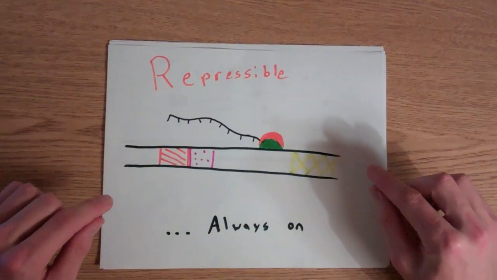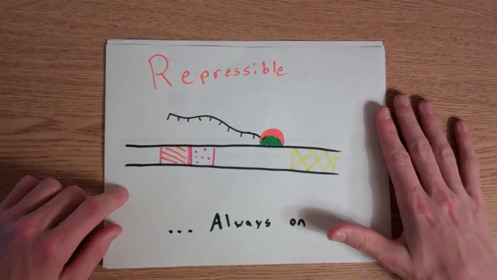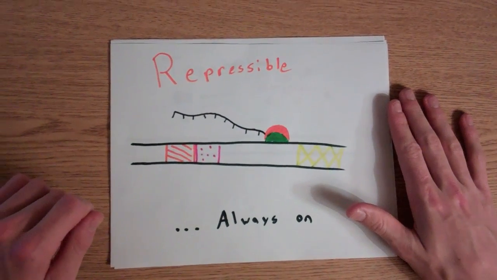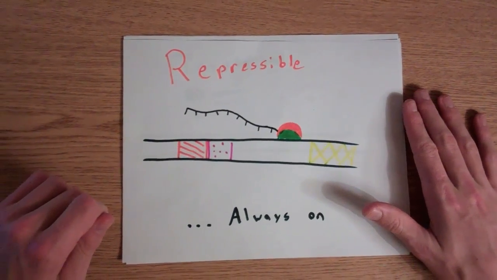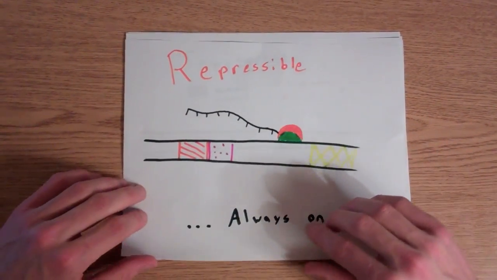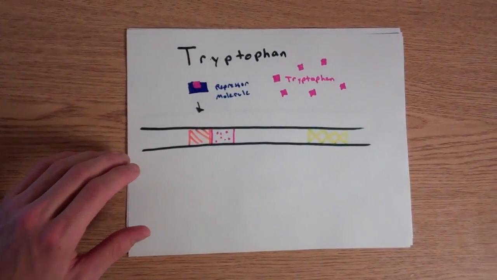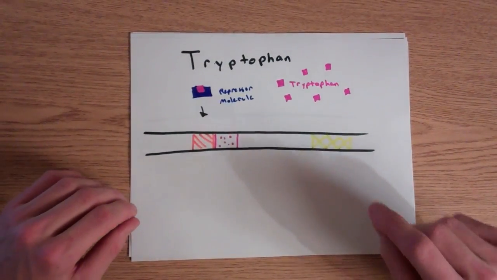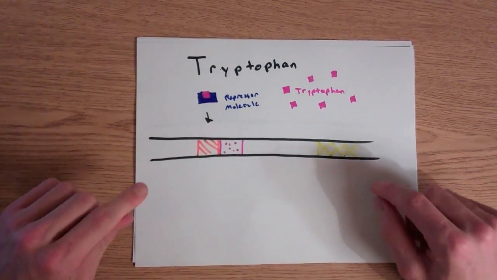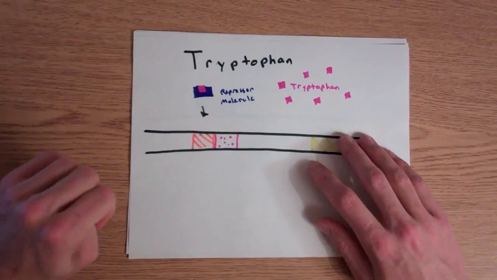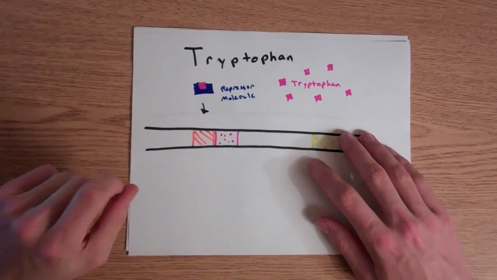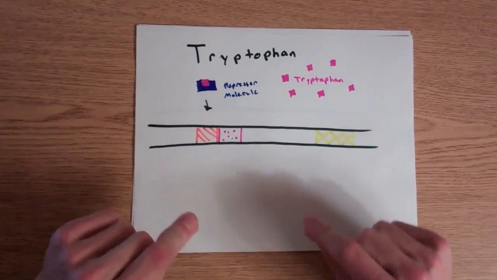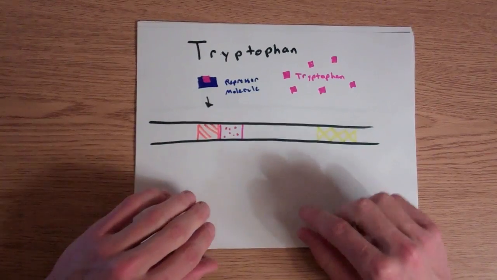The other type of operon is the repressible operon. Repressible operons are typically in the on position. This means the structural genes in the operon can always be expressed. They can always be expressed unless a repressor protein attaches to the operator site and turns the operon off. This means that RNA polymerase cannot bind to the operon.